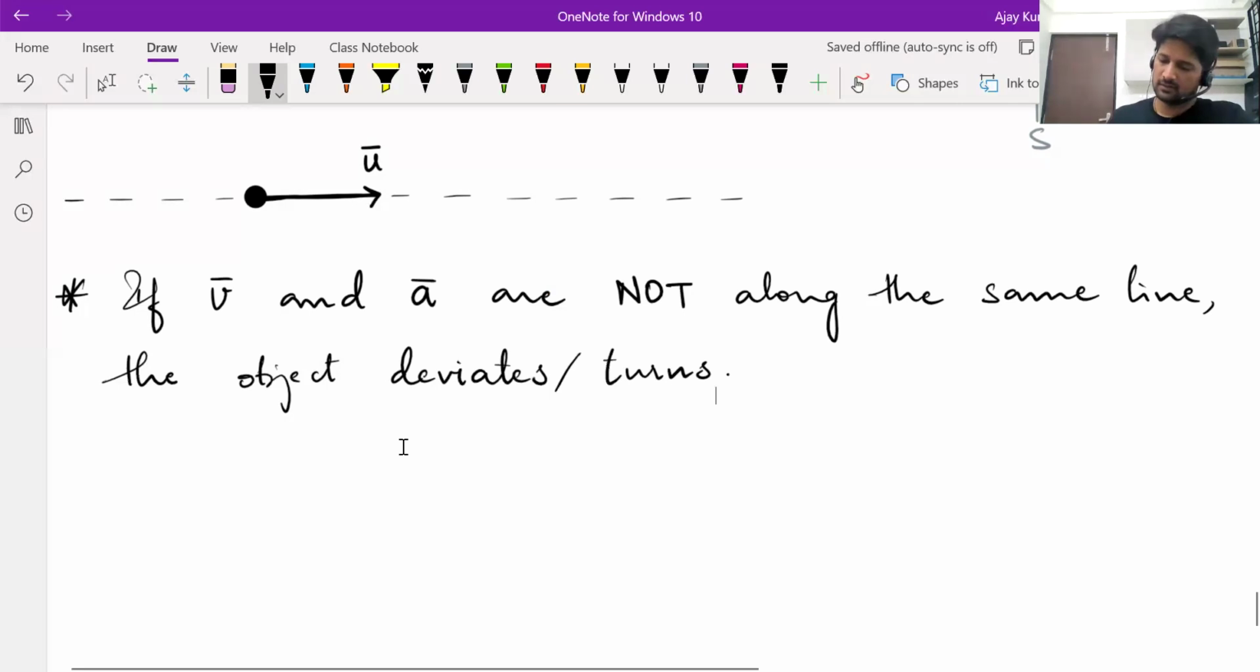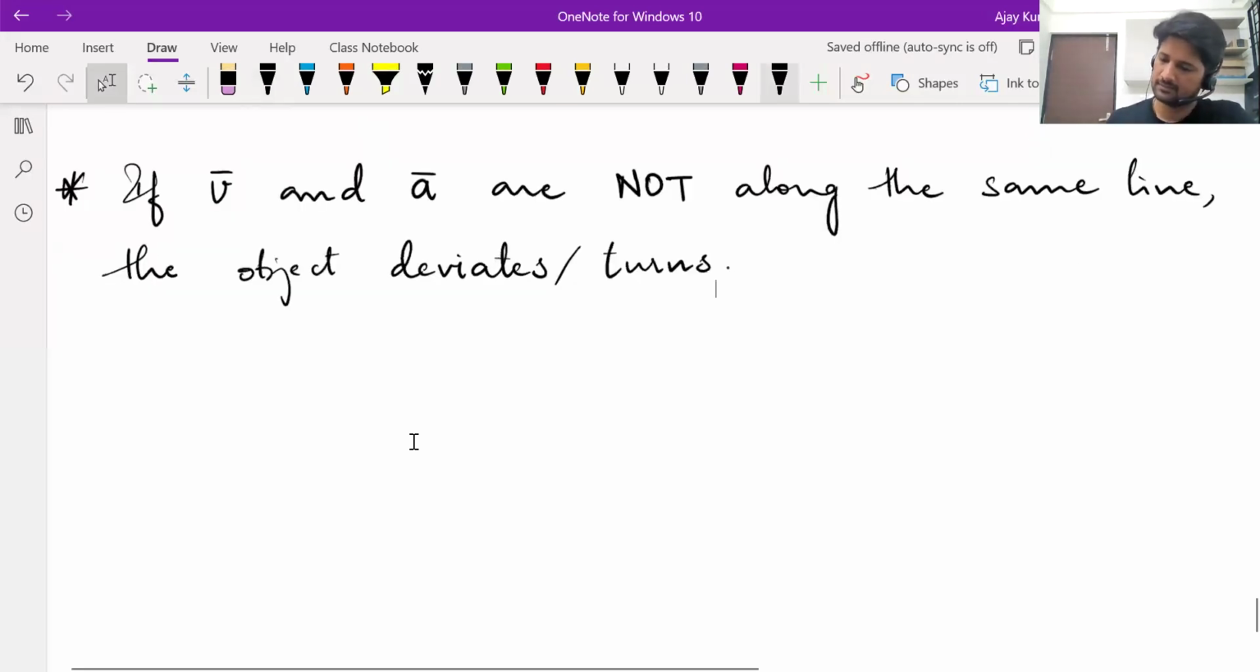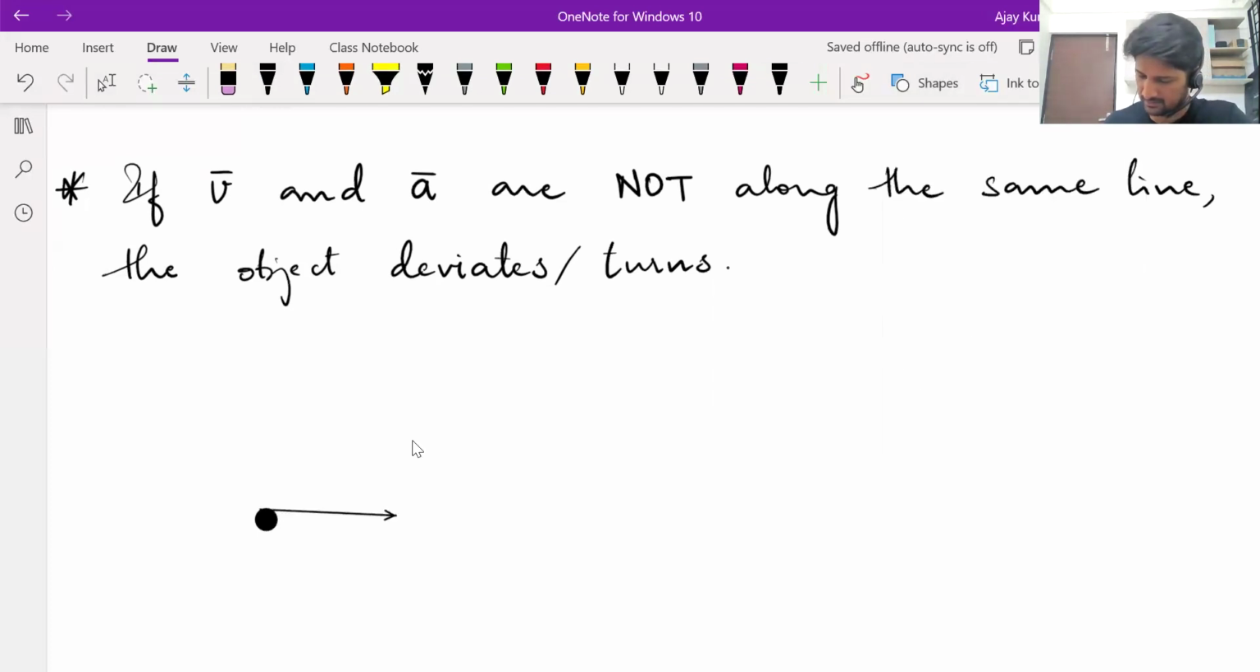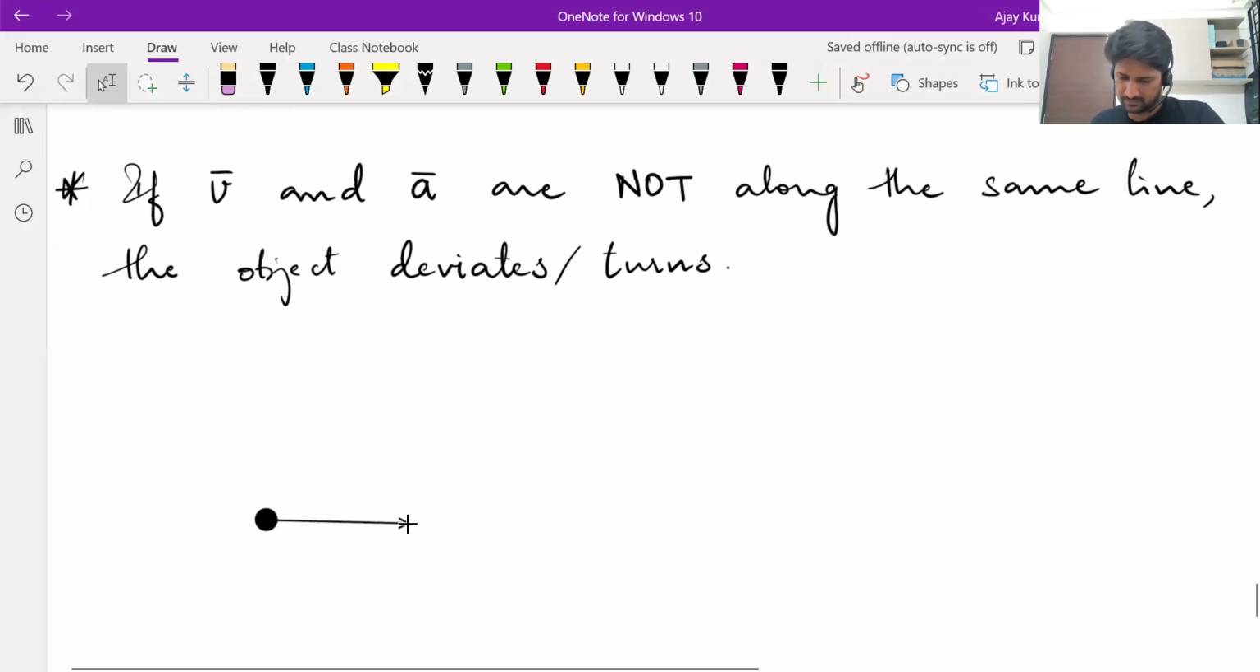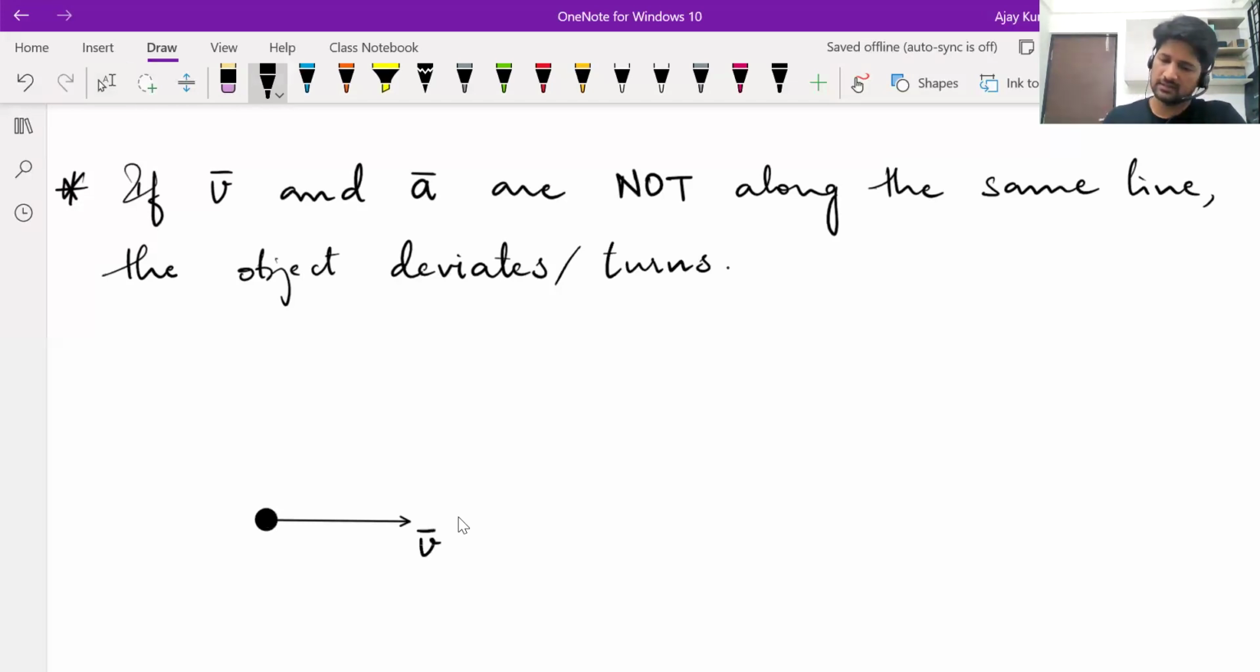Now let us imagine velocity and acceleration like this. Let this be the velocity. Just as an example, I'm taking it towards the right. And let's take acceleration in some other direction, like this.